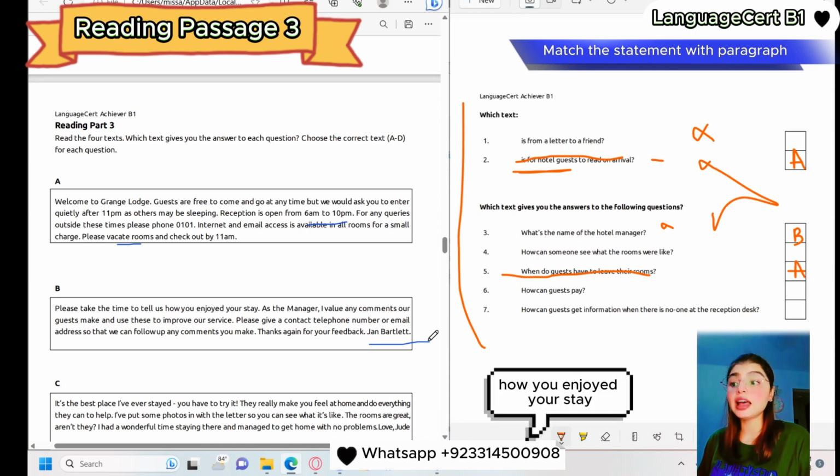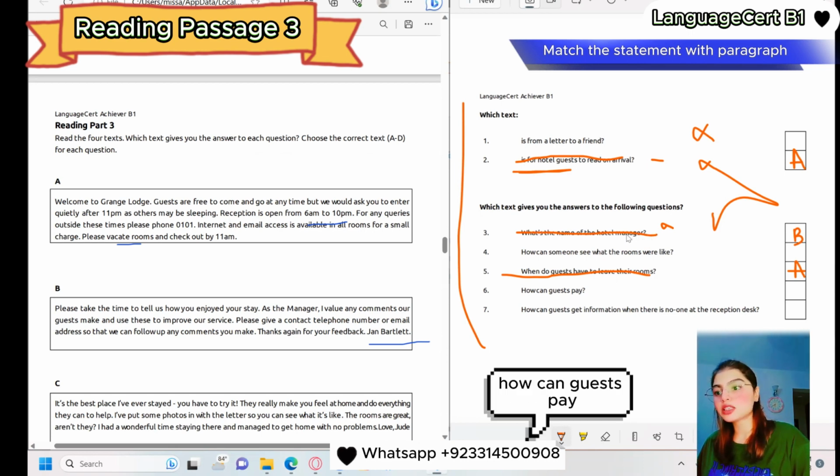We can also have a look at other statements to see if we have any other matching statement in here. "How can guests pay?" No, we don't have any information about it. "How can guests get information where there is no one at the reception desk?" No, I don't think so. And let's move to C now.